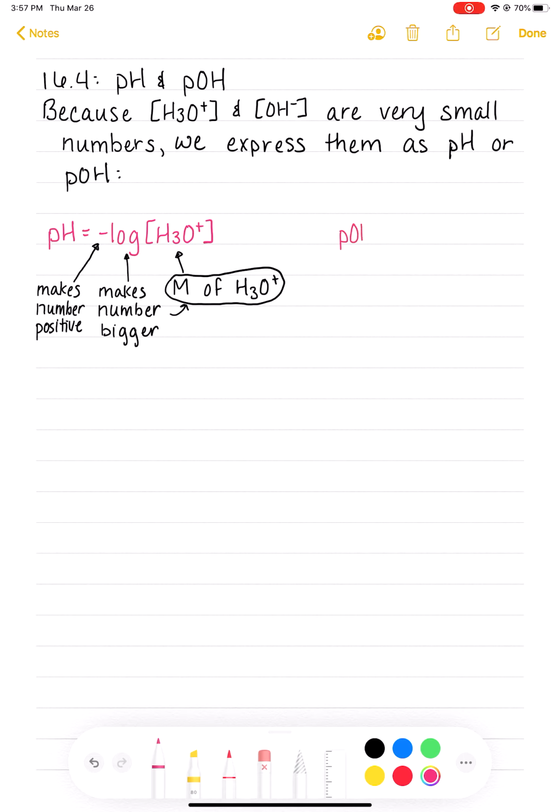pOH, which you might not have heard of before, is pretty much the exact same thing, but here we're using the OH- concentration instead of H3O+. So the pOH is the negative log of OH-.